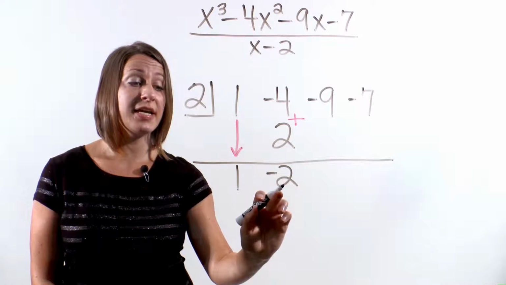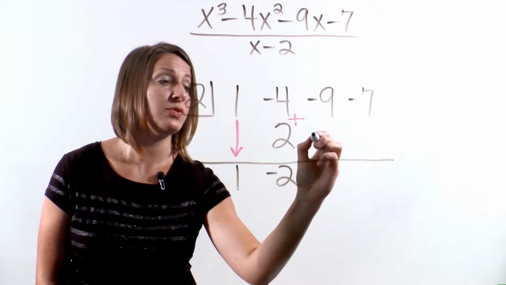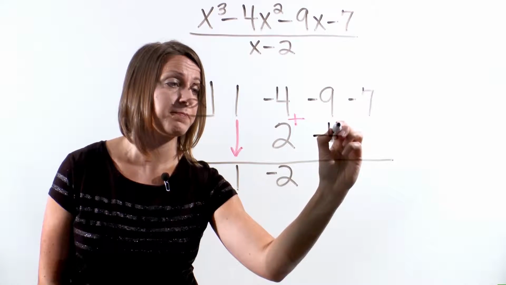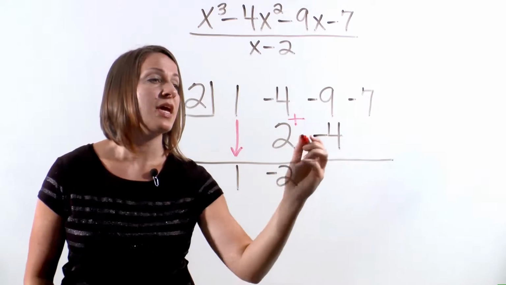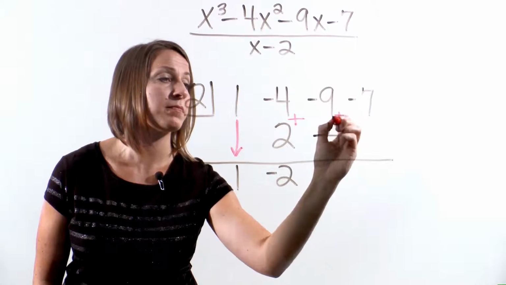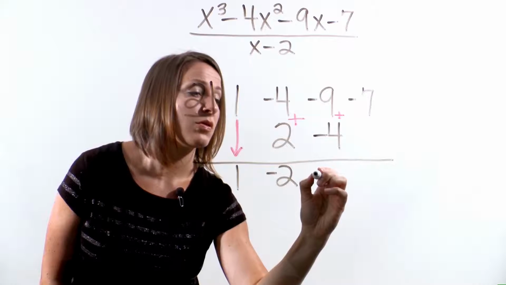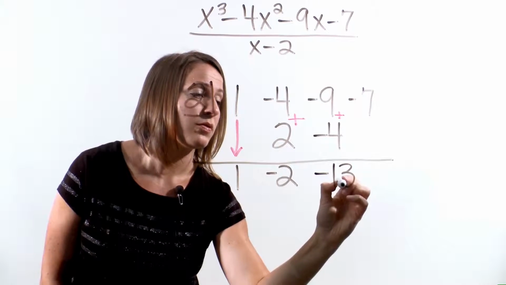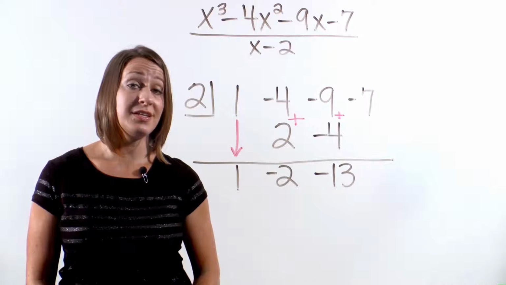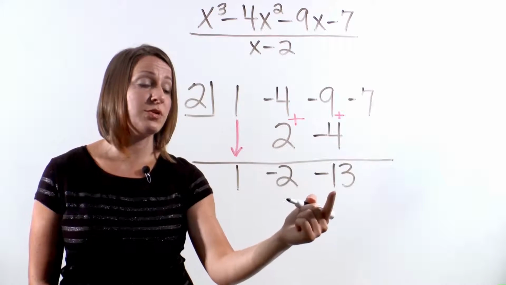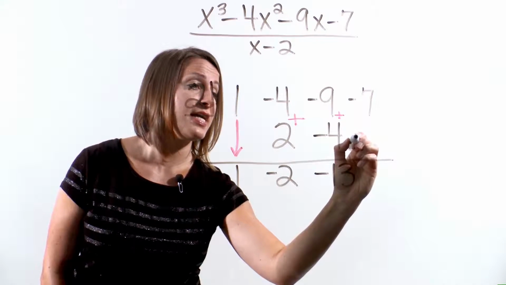Then we're going to multiply negative 2 times our corner number. 2 times negative 2 is negative 4. And then we'll add negative 9 plus negative 4, which is a negative 13. Then it continues. We're going to multiply negative 13 times the corner number, which is negative 26.